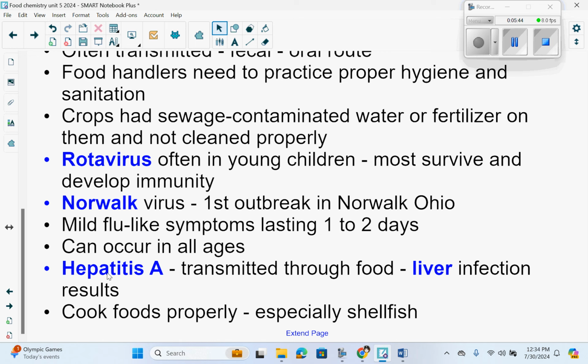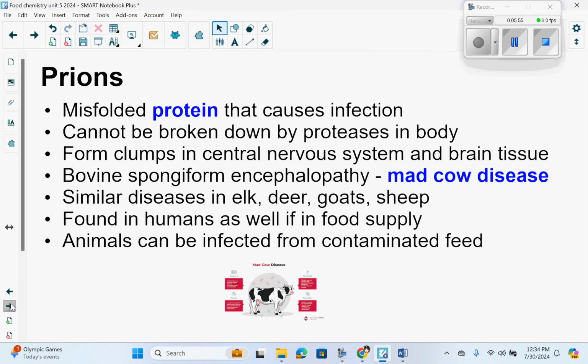Hepatitis A, anything with this hepatitis means it's a liver issue. It's transmitted through food. A liver infection results. Cook foods properly, especially shellfish.